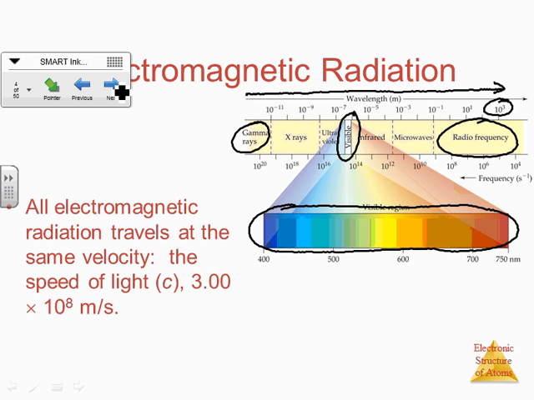All this electromagnetic radiation travels at the same velocity, the speed of light. So a radio wave, a gamma ray, they all travel at the same speed. The only thing that's different about them is their wavelengths, their frequency, and their energy.